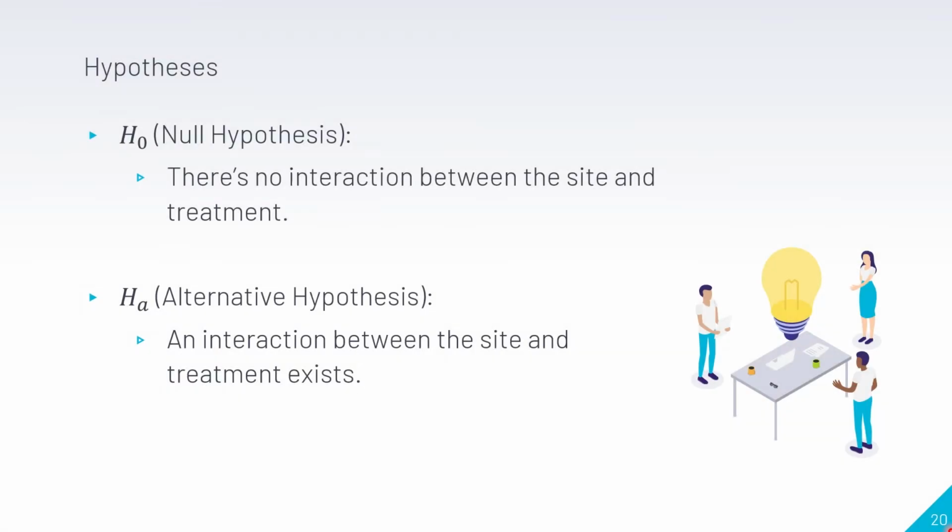Next, we find our hypothesis. So same as the first example, our null hypothesis is that there's no interaction between the site and treatment. And our alternative hypothesis is that there's an interaction between the site and the treatment that exists.